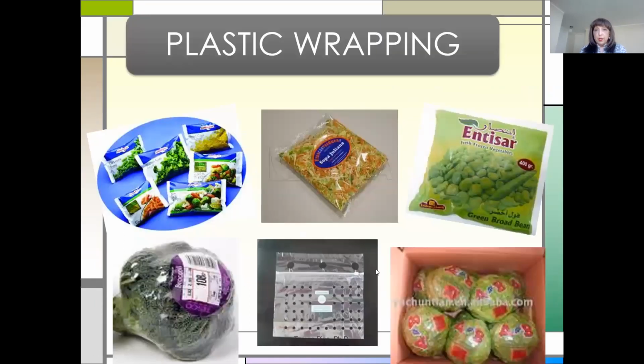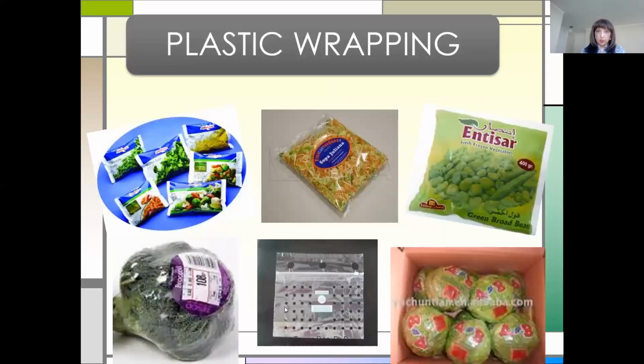And the plastic wrapping, we're all familiar with this because we see it in the supermarket everywhere, right? Here we have cabbage. They're individually packaged. So if they are going to be individually packaged, you don't need telescopic boxes. You need bliss boxes. And this is the typical thing.